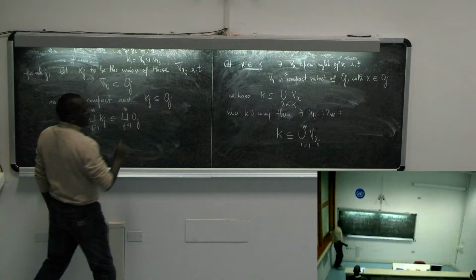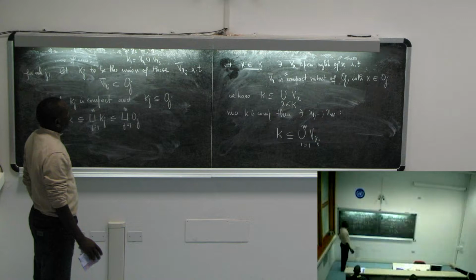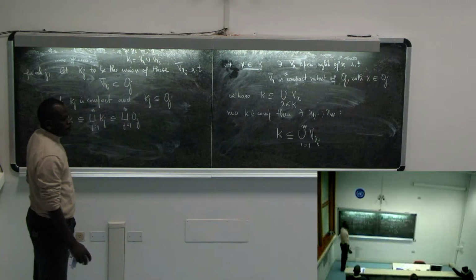Okay? Excuse me, yes? I'm not quite convinced. Did you take care of the fact that K is contained in the union of the Kj, and then this other finite union? Could you explain why that is true?